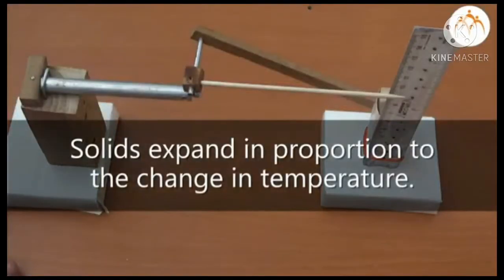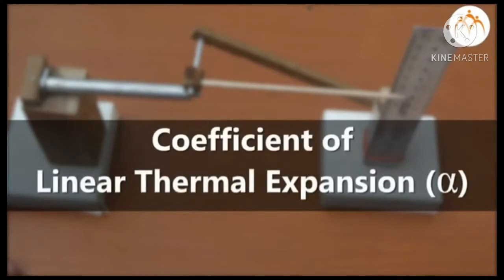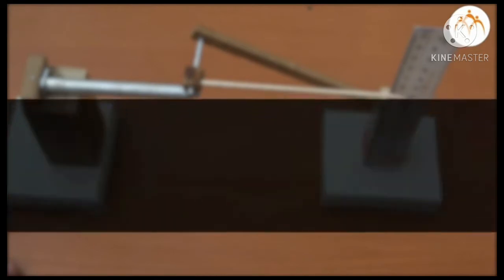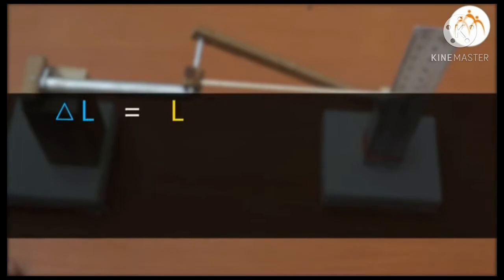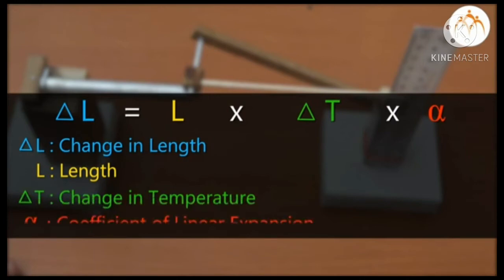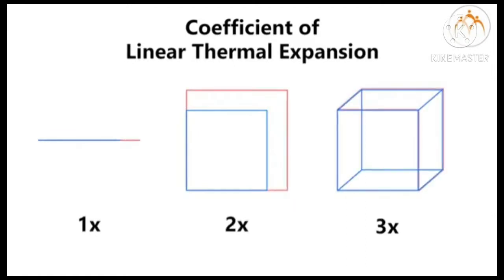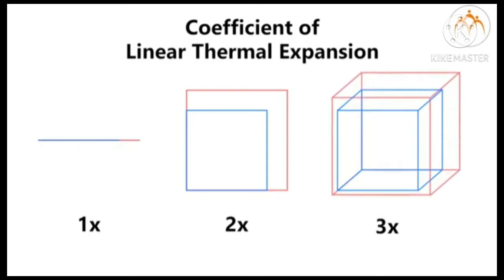Solids expand in proportion to the change in temperature. Coefficient of linear thermal expansion is property of the material. It indicates the extent to which a material expands on heating. Delta L is equal to L multiplied by delta T multiplied by alpha. Change in length is delta L. Length is L. Change in temperature is delta T. Coefficient of linear expansion is alpha. Area will expand twice as much as length and volume will expand thrice as much as length.